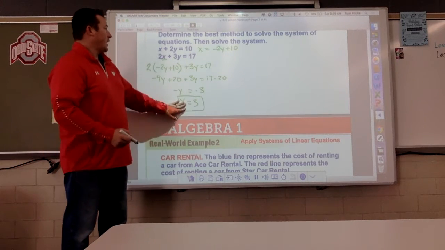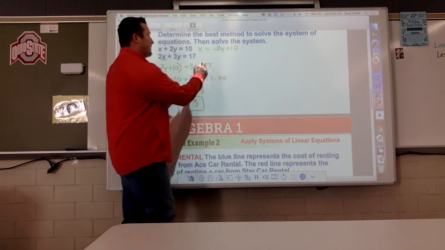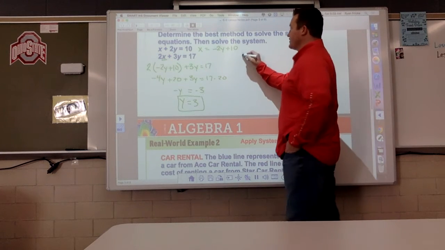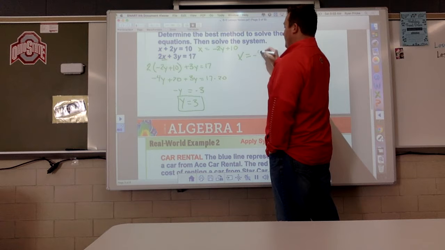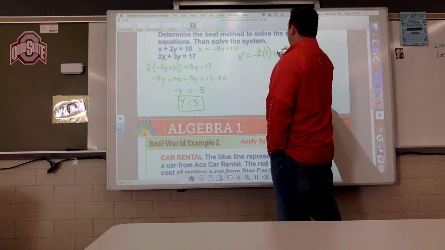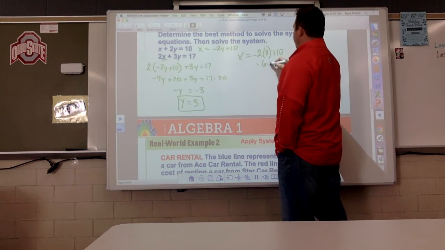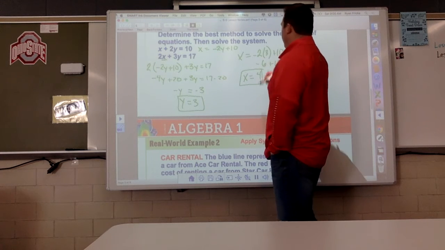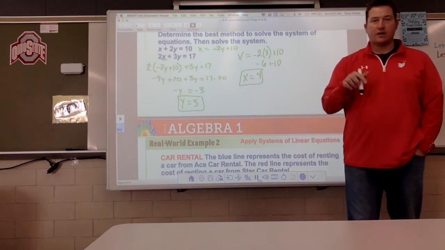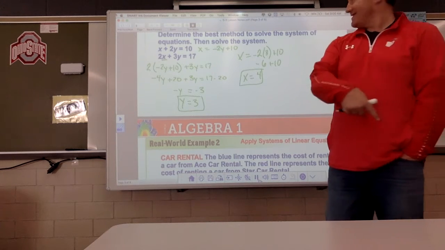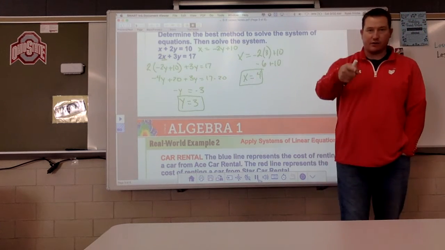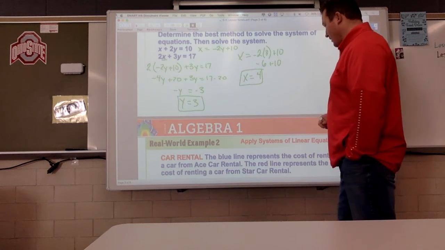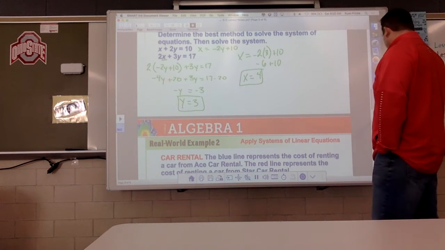Okay. Come back here. Look, I've already got this one solved for x, right? So let's use this. X equals -2 times y plus 10. So -6 plus 10. So x equals 4. Bam. There we go. So 4 adult tickets, 3. I was going to say 6, 3 kid tickets. Okay. Yep. I like all that.